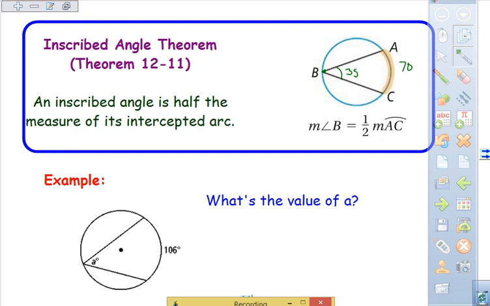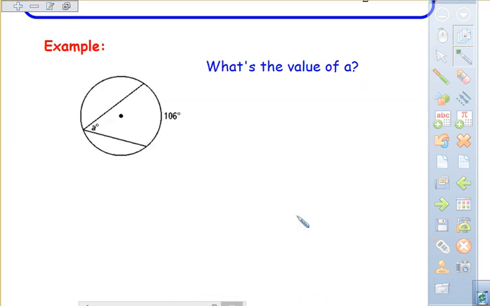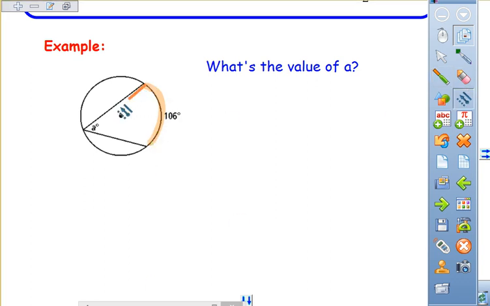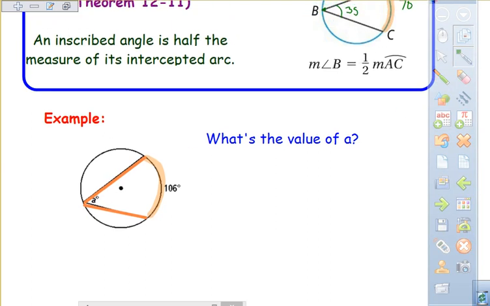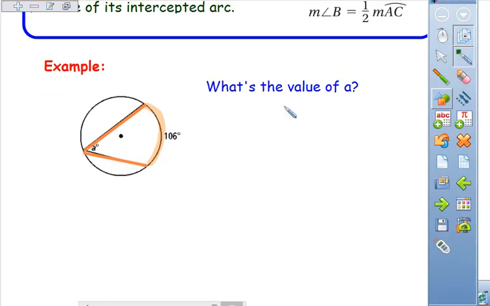So let's try an example of that. The intercepted arc is 106. We're trying to figure out what is the measure of the inscribed angle. So our rule is that it's half the measure of the arc. So 106 becomes 53 degrees.